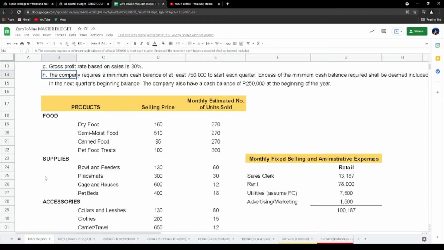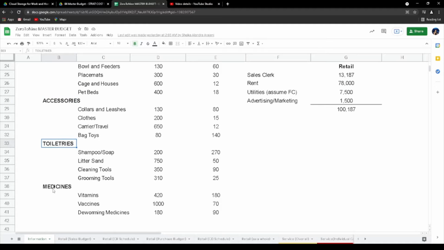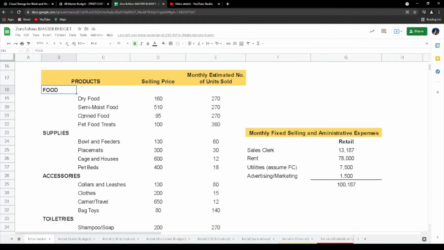We have here first the products composed of food, supplies, accessories, toiletries, and medicine. First category is the food. We have here dry food, semi-moist food, canned food, and pet food treats. First is the dry food with a selling price of 160 and 270 as the monthly estimated number of units sold. Second, semi-moist food of 510 as its selling price and then 270 as its monthly estimated number of units sold.